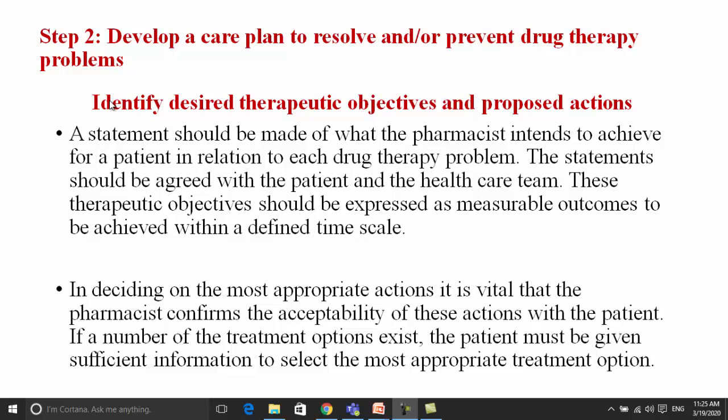In step two, you identify the desired therapeutic objective and proposed action. A statement should be made by the pharmacist about what the pharmacist intends to achieve for the patient in relation to each drug therapy problem. The statement should be agreed with the patient, which is important, and the healthcare team also. These therapeutic objectives should be expressed as measurable outcomes to be achieved within a defined time scale. In deciding the most appropriate action, it's vital that the pharmacist confirm the acceptability of these actions with the patient. If a number of treatment options exist, the patient must be given sufficient information to select the most appropriate treatment option for them.